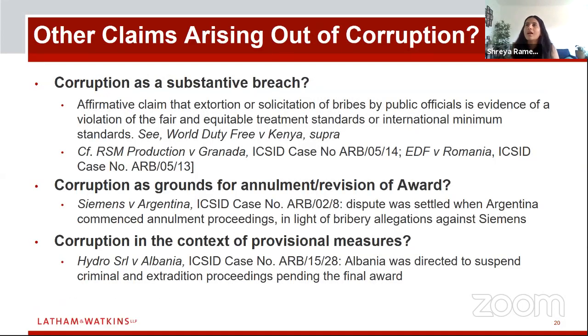Now, we've discussed two of the main arguments for jurisdiction and admissibility, but corruption can also be brought as a claim in a number of other contexts. For example, in World Duty Free versus Kenya, which we just discussed, the cash-for-corn case, World Duty Free also made an affirmative claim that extortion or the solicitation of bribes by public officials is evidence of a violation of the fair and equitable treatment standard or the international standard of protection.